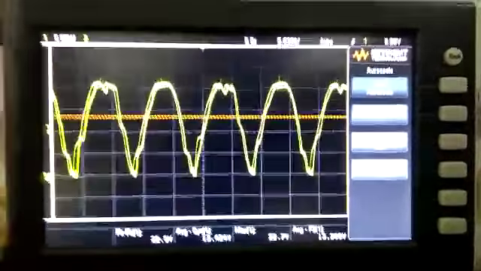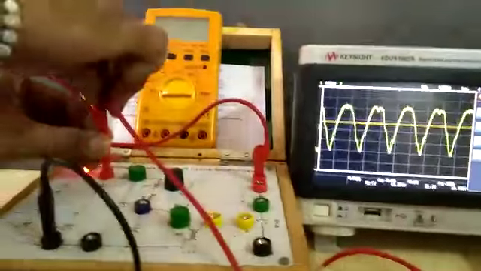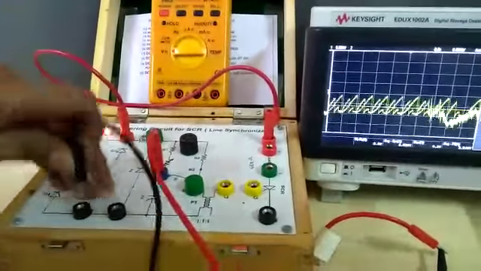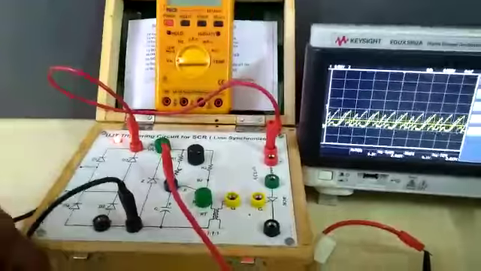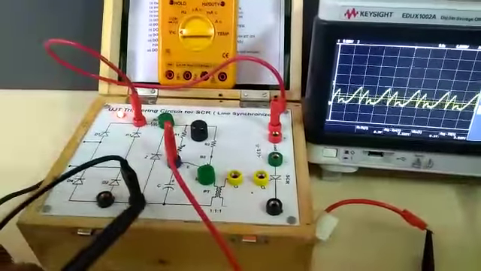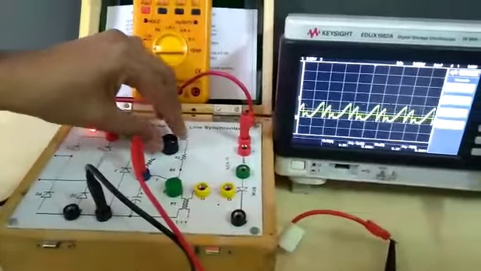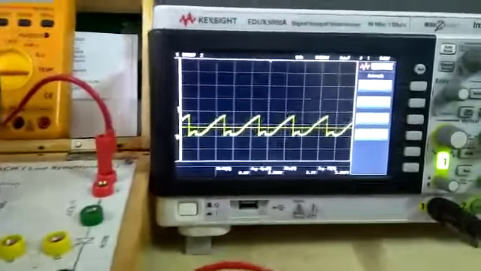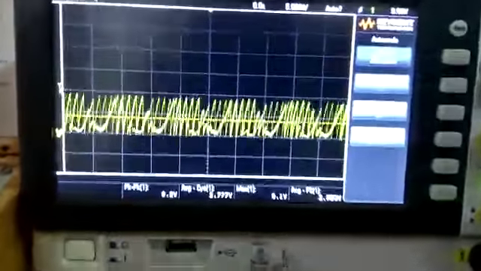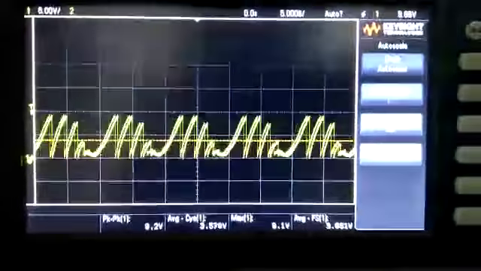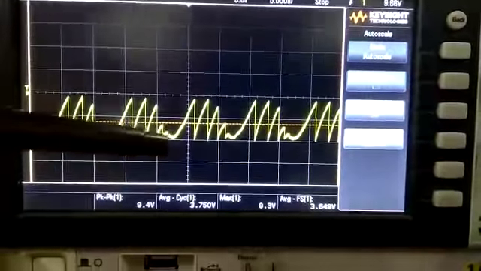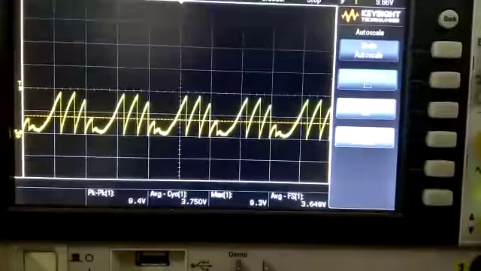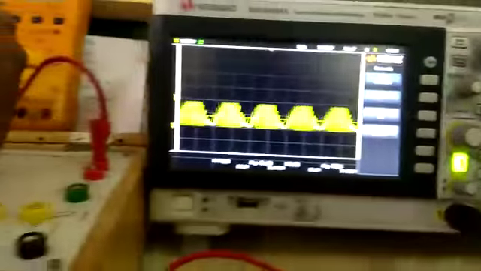Now the second waveform I want to show is the capacitor voltage. I have connected between the plus terminal of the capacitor and the reference, and now I will vary this pot. You just monitor the DSO. Varying this pot, you can see the charging and discharging of the capacitor. The capacitor charges, it discharges, charges, discharges. And I will adjust this pot.